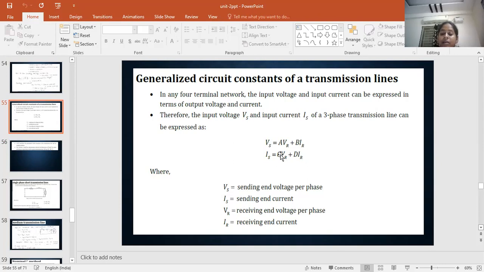By using ABCD parameters, we can solve the problems very easily. One more point is that these ABCD values are complex values. We can derive the expressions in complex forms. We already derived expressions in complex form in the previous class. The constants can be expressed in complex forms, that is nothing but the ABCD constants.